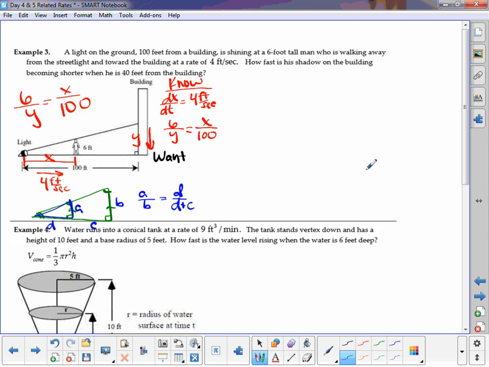Alright, they want how fast is his shadow on the building becoming shorter when he is 40 feet away. So we want dy/dt. We let that represent the shadow, specifically when he is 40 feet from the building. What variable is that representing? They changed it up on us, didn't they? They're saying when this is 40. So how much would x be? 100 minus that, 60. Be careful. Okay, so we want when x is 60.